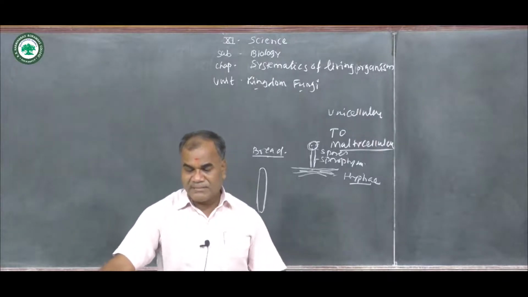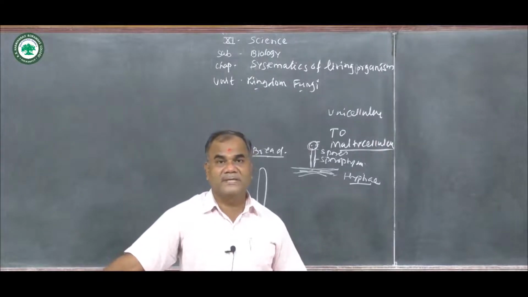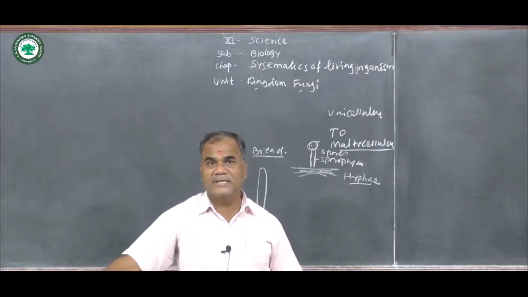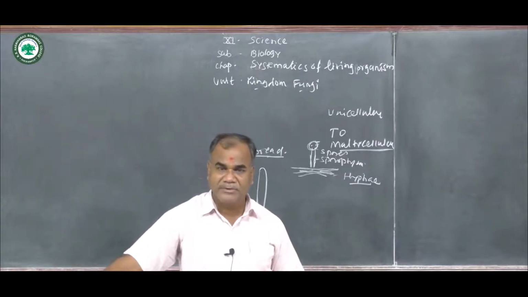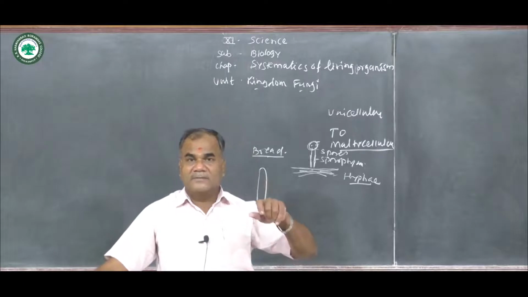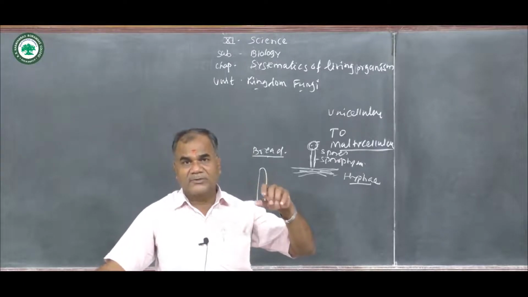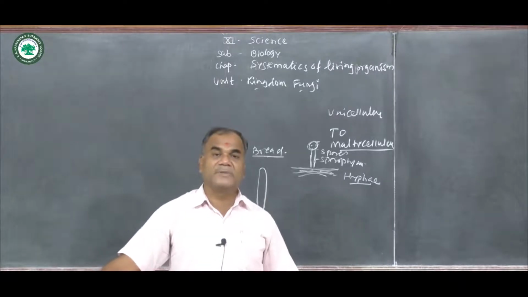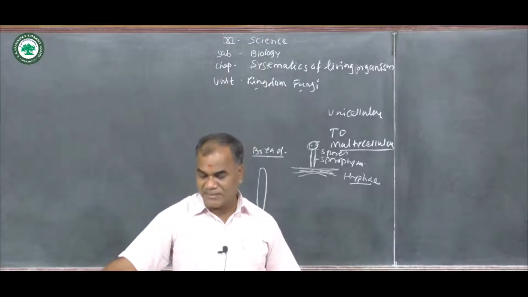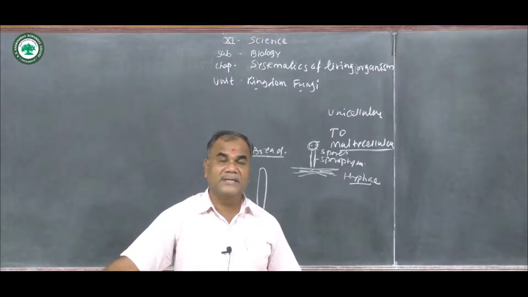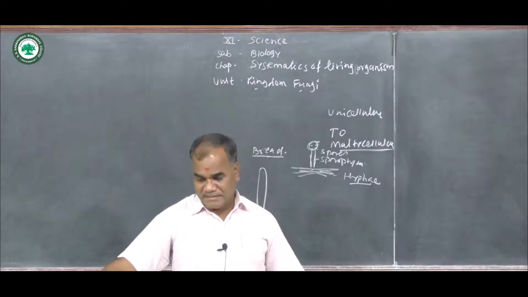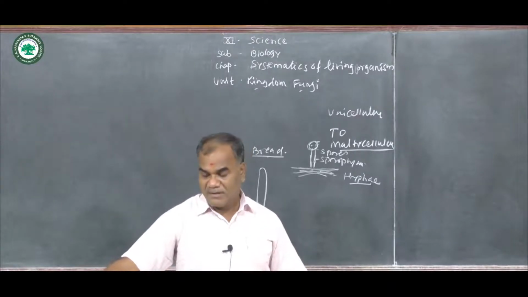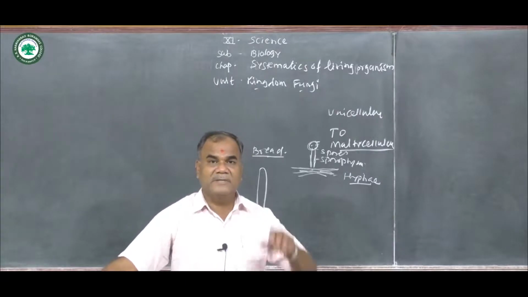If we see the next point, what type of reproduction is found? Both sexual and asexual reproduction can be found, because there are lower fungi and higher fungi, that is, microscopic to macroscopic fungi. In macroscopic fungi, asexual reproduction takes place. This asexual reproduction is by fragmentation, fission and budding.